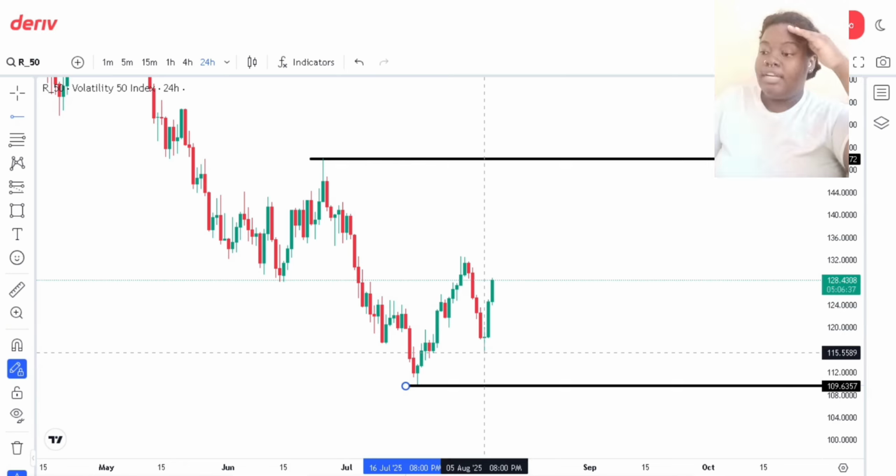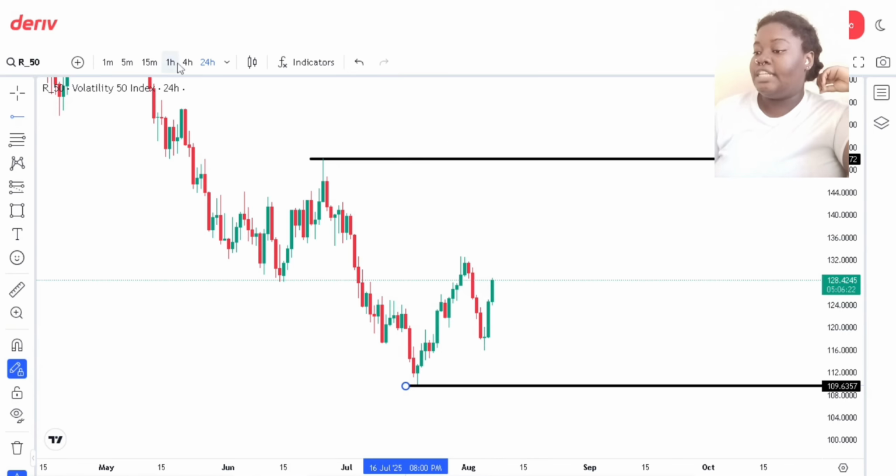This is a pullback on the weekly. This is our weekly internal structure. So let the weekly internal structure do what it has to do. Let me just focus on how you could have gotten the entry on V50 and the setup as well.